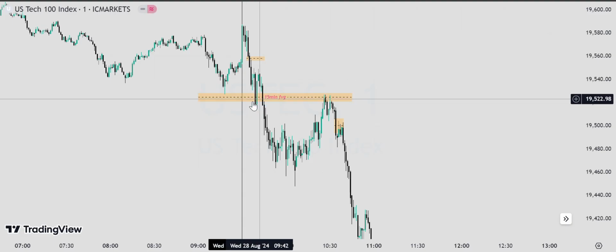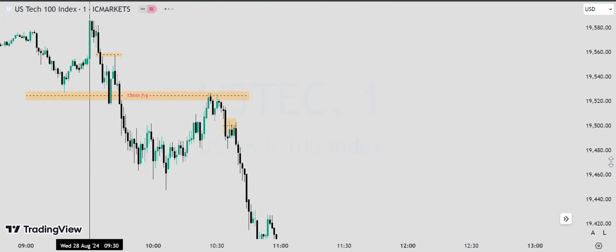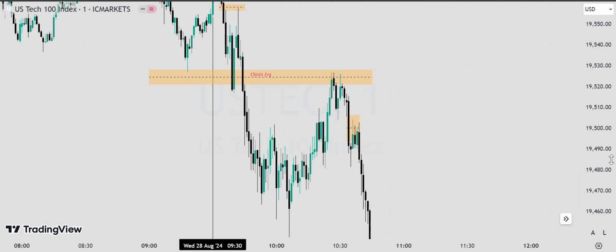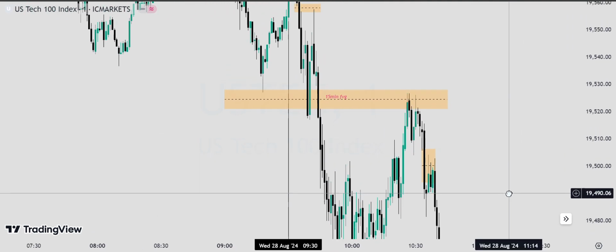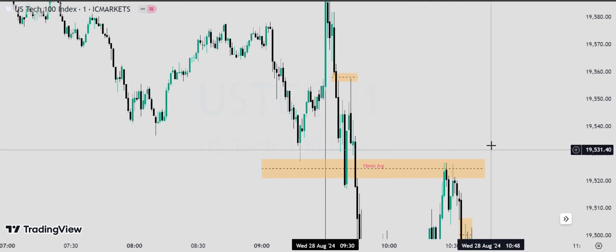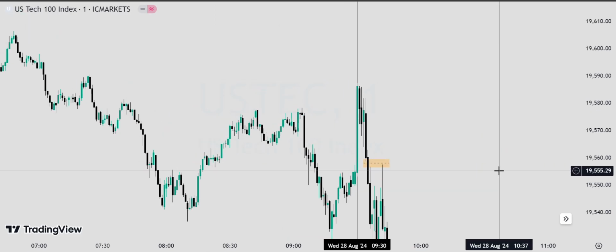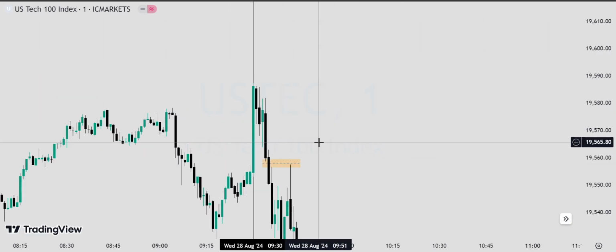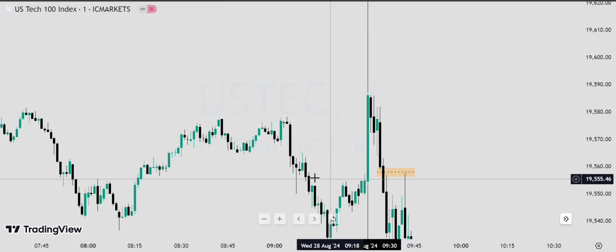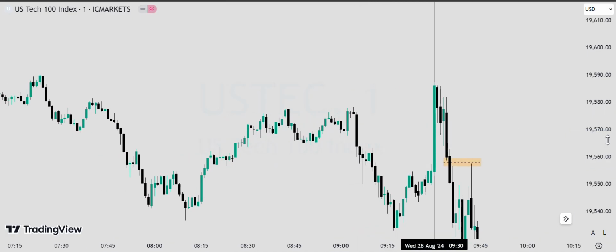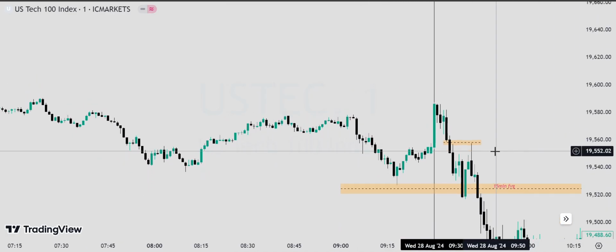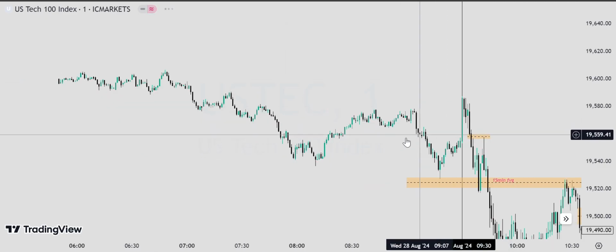There was this 15 minutes fair value gap. Also, you can see this fair value gap in the. You can also see it in the. This is what I'm talking about. I said there were 2 trades. All of them I will show you for today.